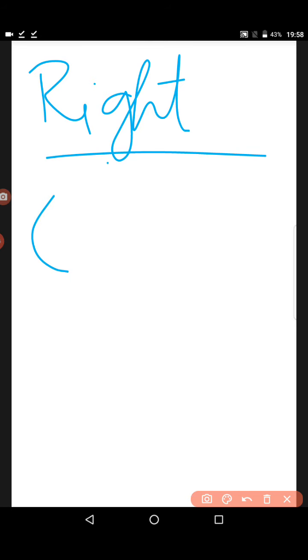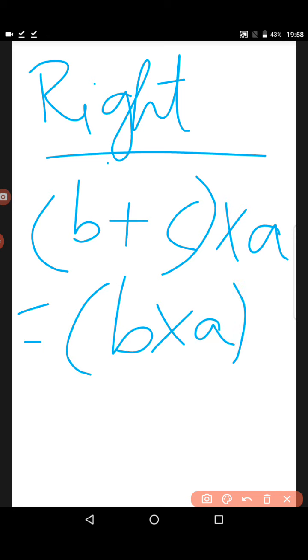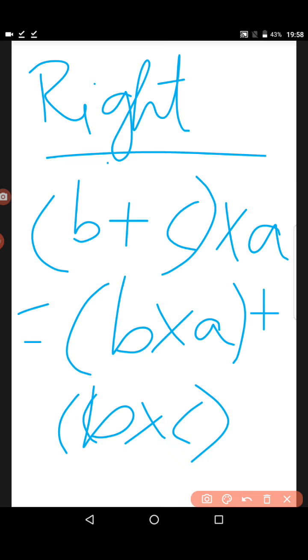Right distributive law is something a little different. B plus C into A should be equal to B into A plus C into A, but both resultants are the same. That is very important to know. So check it once. You can have a look for 2 seconds.